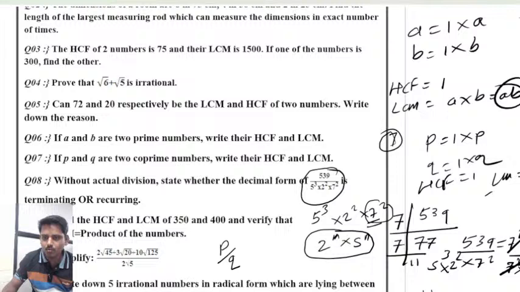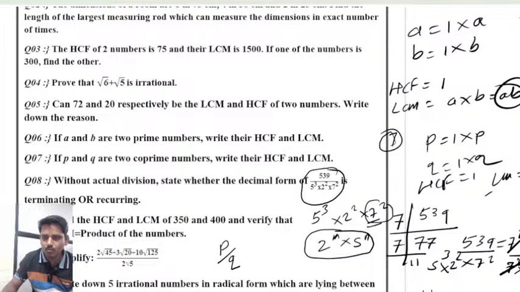Now this denominator is of the type 2 raised to m into 5 raised to n. Hence this will terminate after a certain number of digits, and that number is 3 digits. It will have 3 decimal places because the maximum of the powers of 5 and 2 is 3. Question number 9.